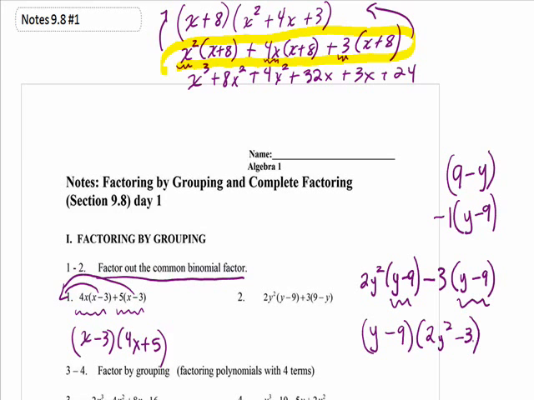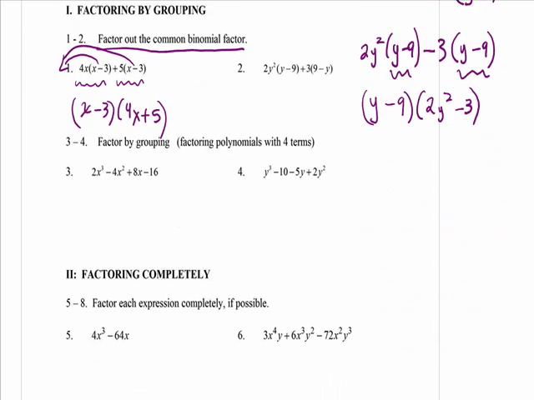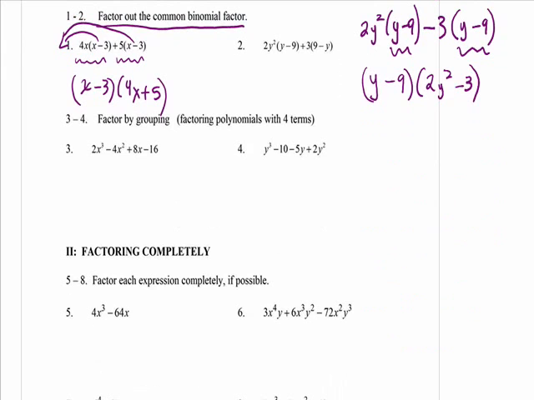Okay. All right, so now when we look at problem number 3, it says factor by grouping. Well, factor by grouping is basically what we just did. Okay? This is the only way at this point that we can factor polynomials with 4 terms. So, if you see a polynomial with 4 terms, this is the method you're going to use. 4 is key here.